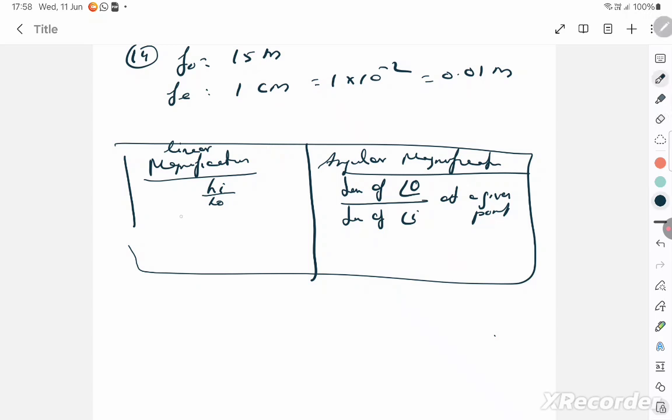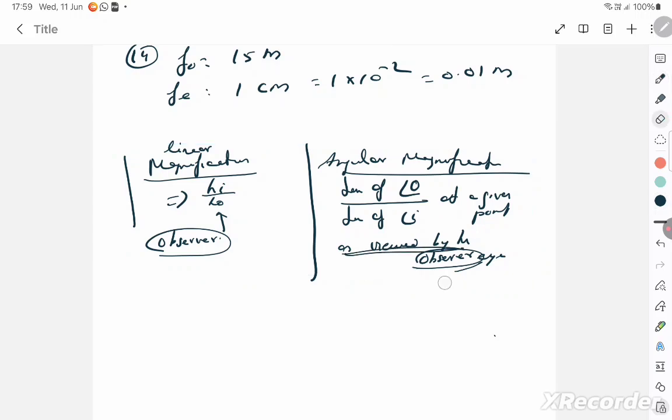Linear magnification doesn't depend on the position of the observer. Wherever the observer is, you can say how magnified it is, but angular magnification depends on the position of the observer. As viewed by the observer, this whole angle is the angle subtended at the observer's eye. It depends on the position of the observer. So in general, this is what you need to understand.